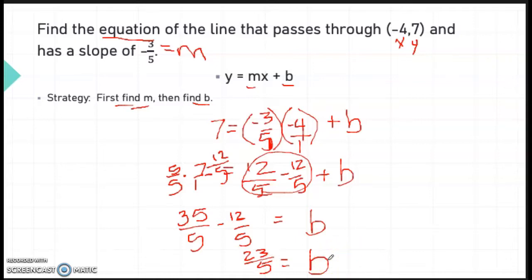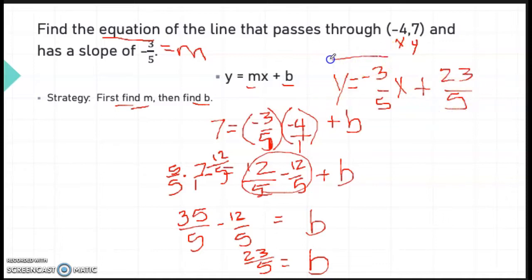But wait, there's more. I'm not done, am I? I still have to go back and write the equation of a line like it asked me. So I go to this slope-intercept form, and now I know my slope. It's negative 3/5 x plus, and I know my b value, 23/5. This is my answer. That is my equation.